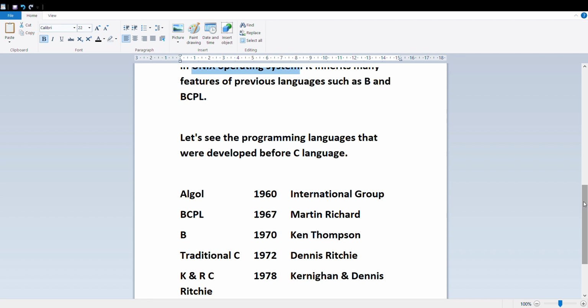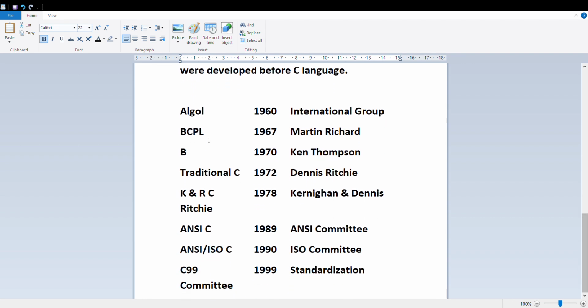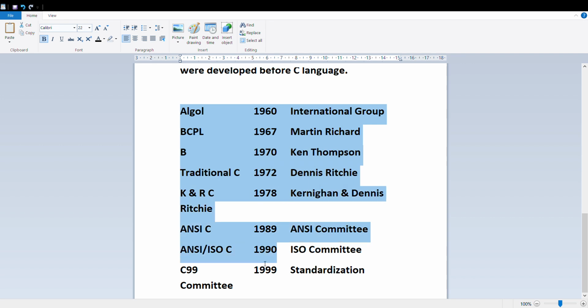Let us see the programming language history. If you know this table I am showing here, you will get 8 out of 8 marks. So the first programming language is ALGOL, in the 1960s. Some textbooks say 1962, but they started from 1960 to 1962. They developed a new language, that is ALGOL, developed by an international group in 1960. This is the first point in the table.